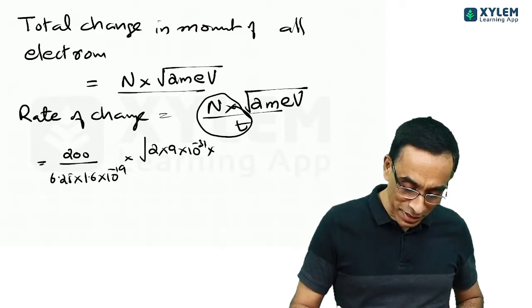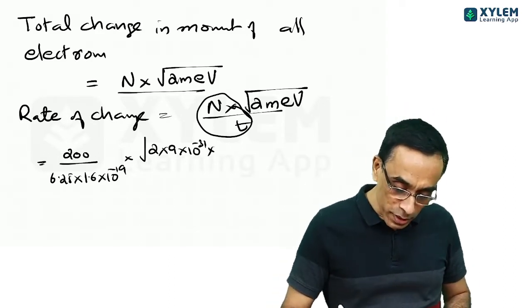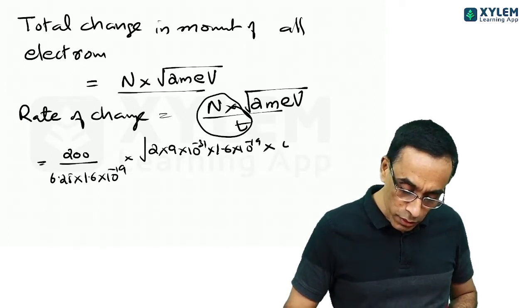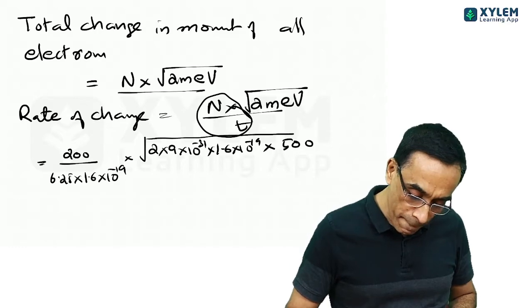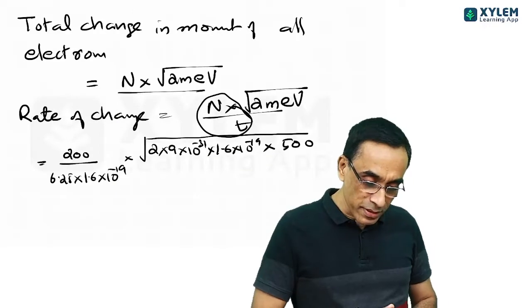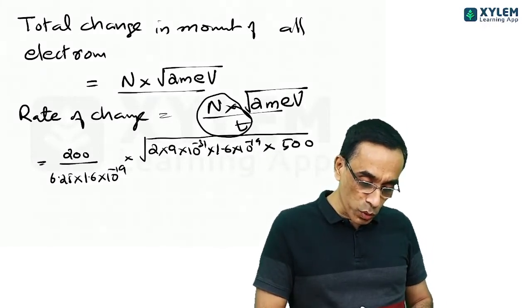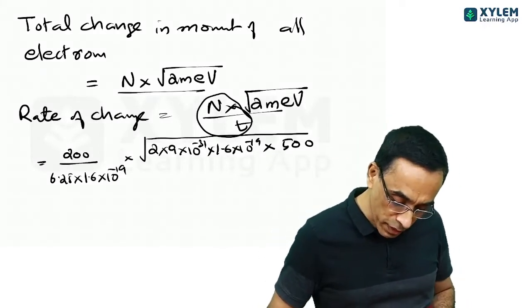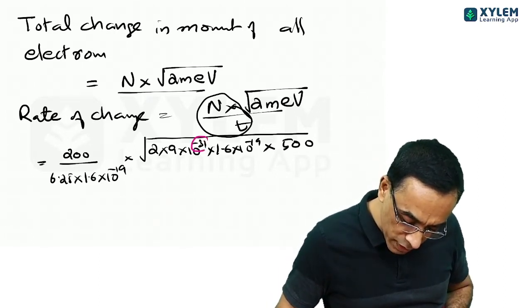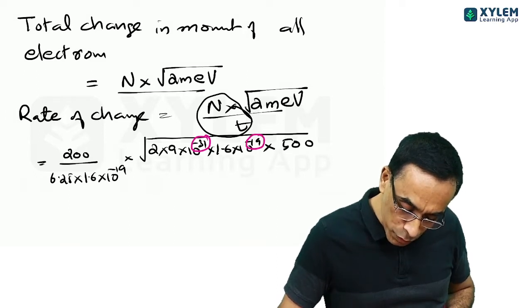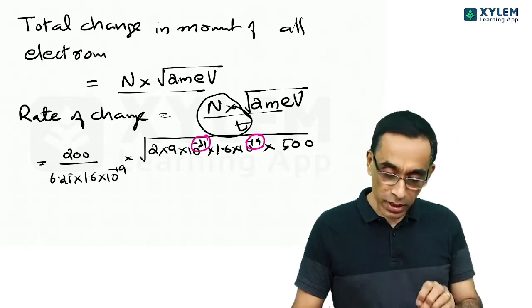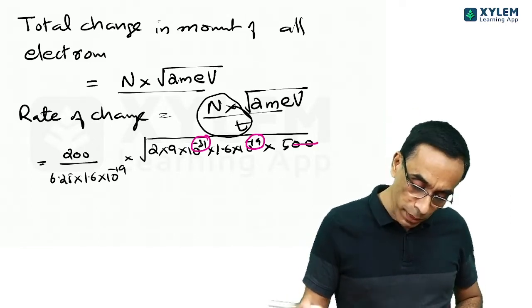This calculation into charge of the electron 1.6 into 10 raised to minus 19 into voltage is 500. Okay. This is the calculation. Now how do we get through this? Let us simplify this. You can see that there is minus 31, minus 19 and 2. Minus 31 minus 19 will give you minus 50. Minus 50 plus 2 will give you minus 48.